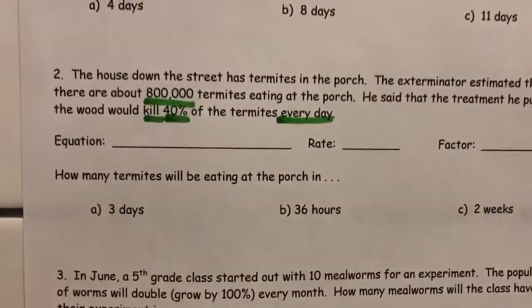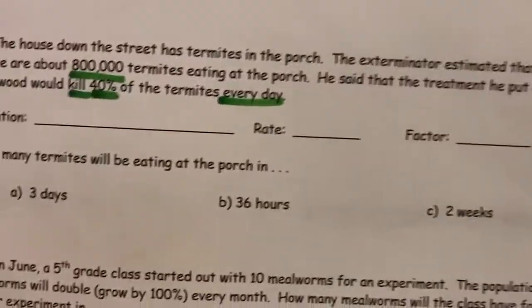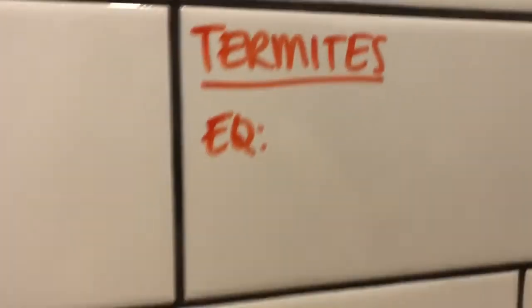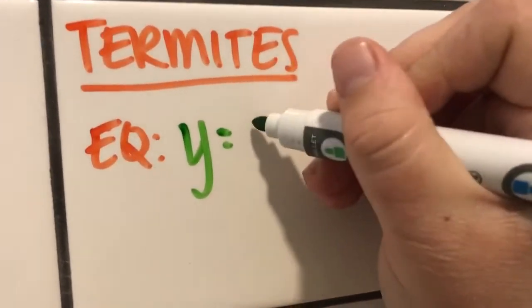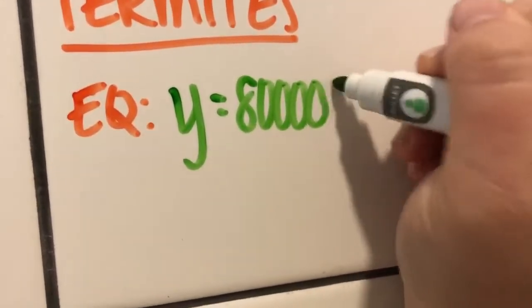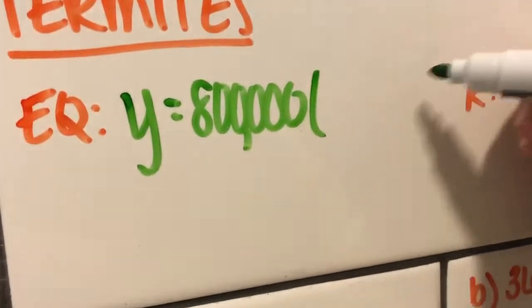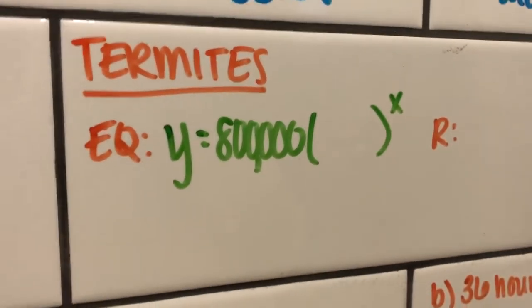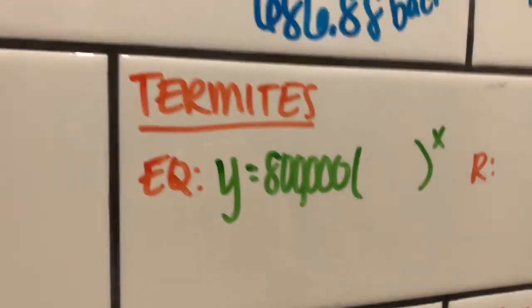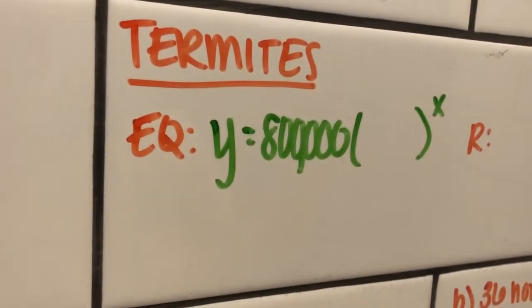So I'm going to go ahead and start by writing my equation. I like to get the initial value out of the way right away. So I like to write out y equals, we said the initial value is the amount of termites to begin with. That was 800,000. We're going to figure out what's in my parenthesis in a minute, and it's always to the power of x.